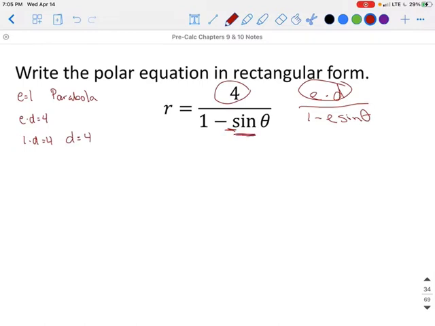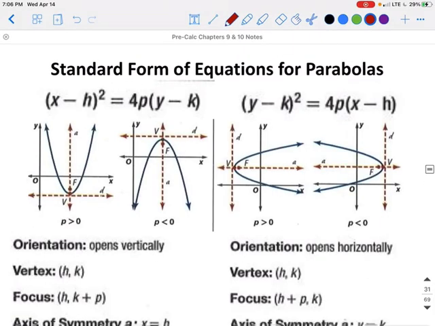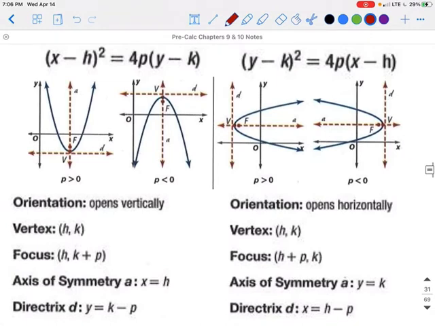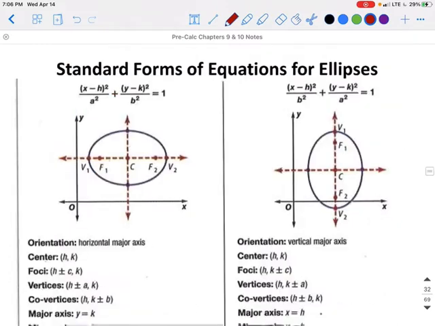Because this is sine, we know our directrix is going to be y equals, and because this is a minus, we know it's going to be y equals negative d, or y is going to equal negative 4. Since our directrix is y equals negative 4, we can come back and look at our parabolas. When our directrix is y equals, it means our graph is going to open vertically, and it's going to be in the form of x minus h squared is equal to 4p times y minus k.